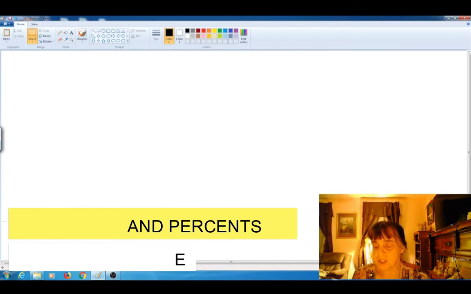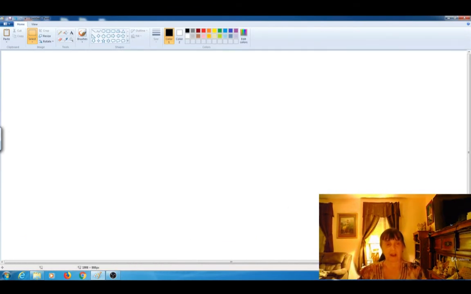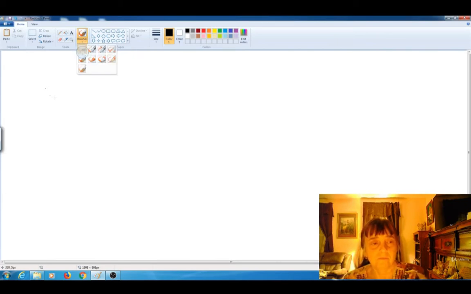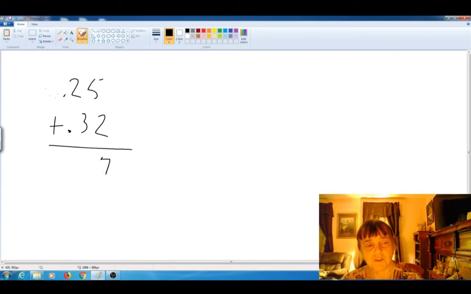Hello everybody, this is operations with decimals. We're going to talk about how you add decimals to start with. To add decimals, the decimal points have to be in a straight row. So let's say you want to add 0.25 plus 0.32. 5 and 2 is 7, 2 and 3 is 5, line up the decimal point, 0.57.